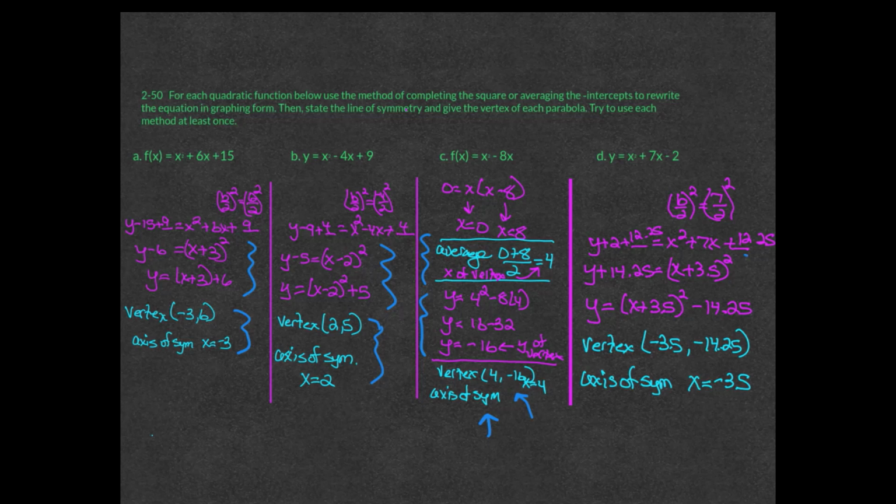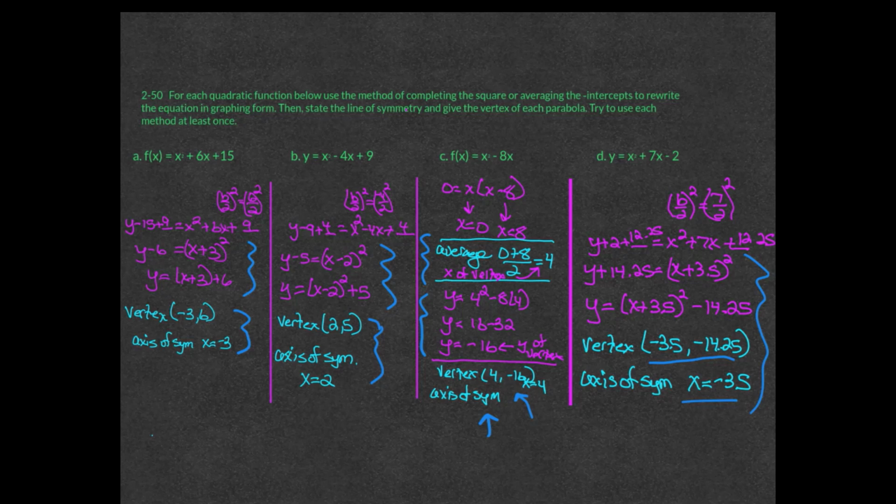Part D was a little trickier, but you just had all the same concepts. You're still doing b over 2 squared, which is 7 over 2, and that squared is 1225. So when you go through it, you end up having a decimal, so your vertex is at (-3.5, -14.25), and you can check all of that on the graph too if you want by plugging it in. But that is pretty much what I did for 2-50.